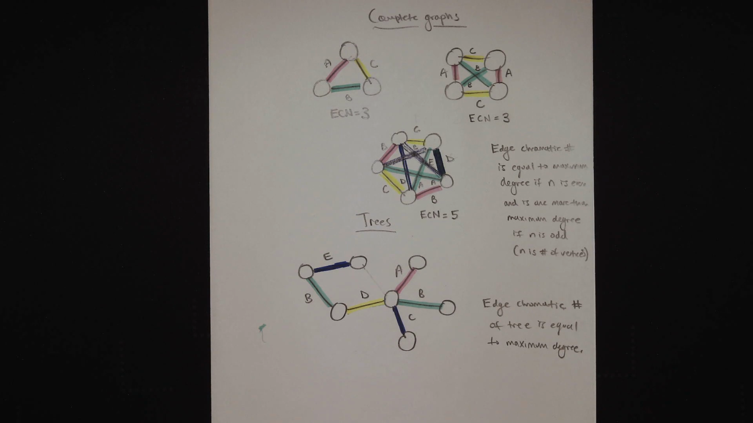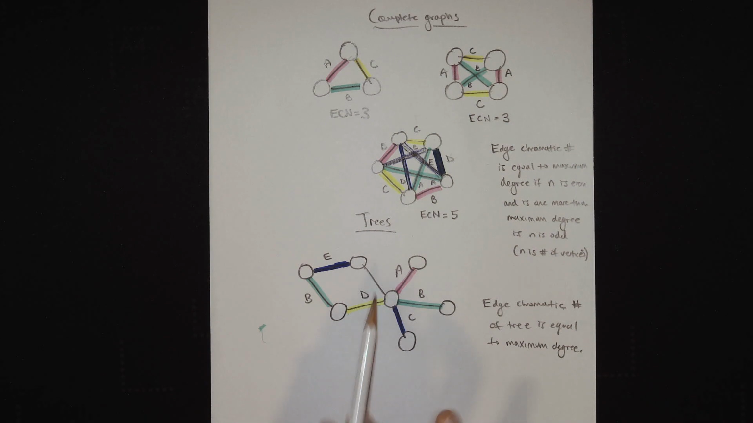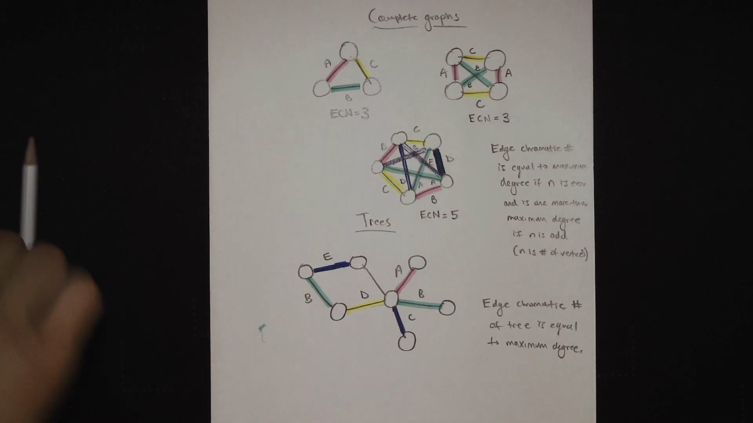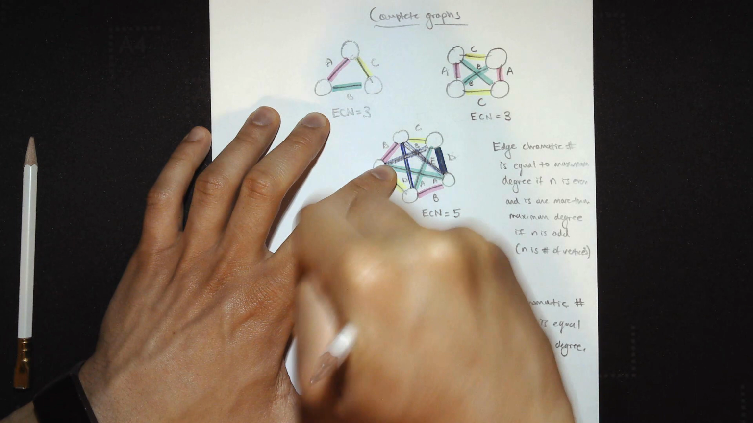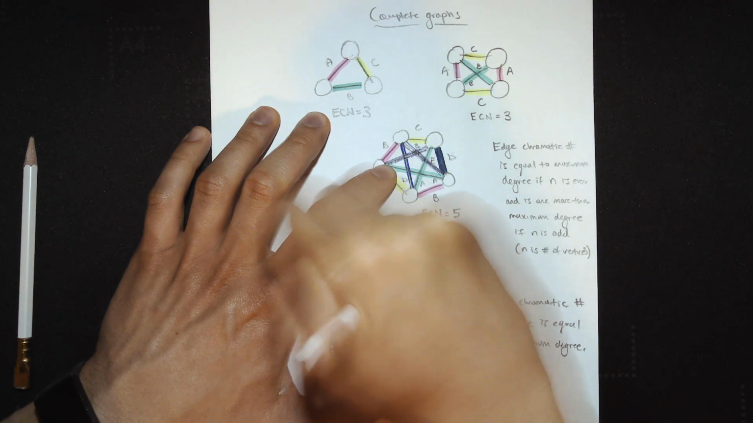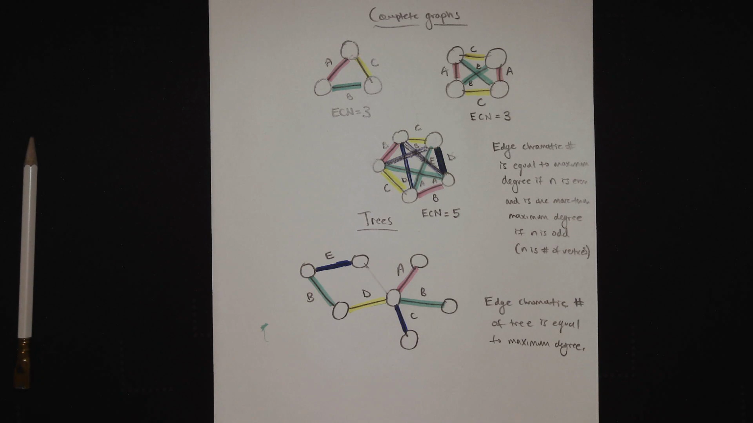So this is the result for trees, and just to reiterate, trees are connected graphs such that there exist no cycles, right? So if we add this edge here to the graph, this would be a cycle, and therefore this wouldn't be a tree. So for such graphs without that, we have that the edge chromatic number is equal to the maximum degree.